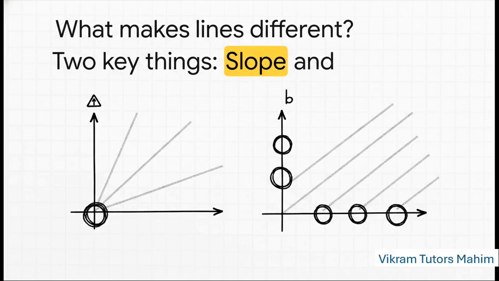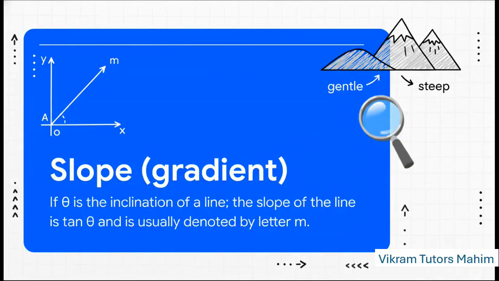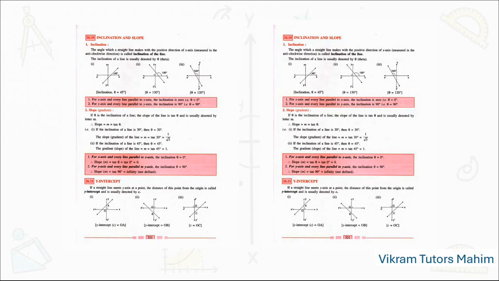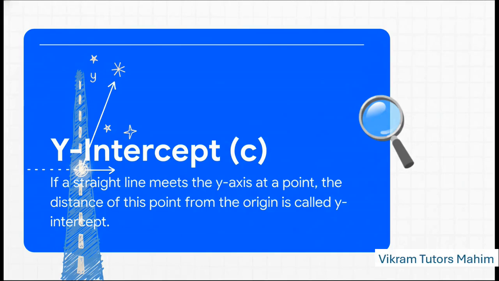But what makes lines different from each other? Well, it's 2 key things: slope and intercept. Slope, what we call m, just tells us how tilted a line is. Is it a gentle hill or a steep mountain? And what's really cool here is how you can see the difference. A different angle means different steepness. The y-intercept, that's just the point where our line crosses that main vertical road, the y-axis.